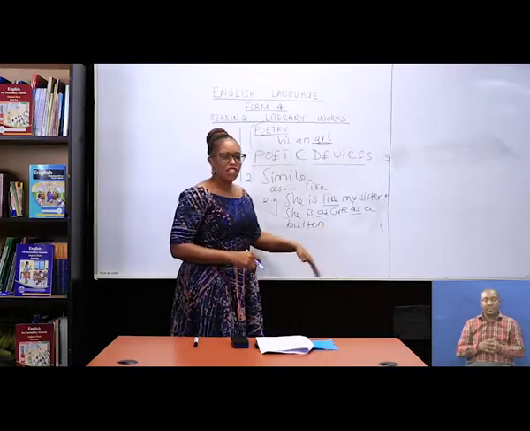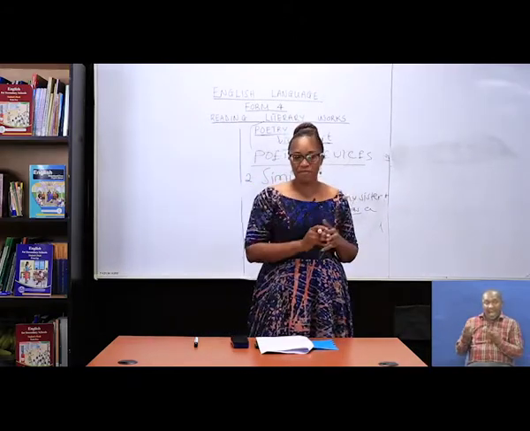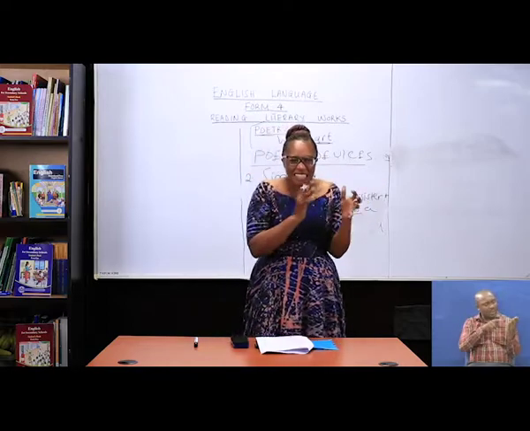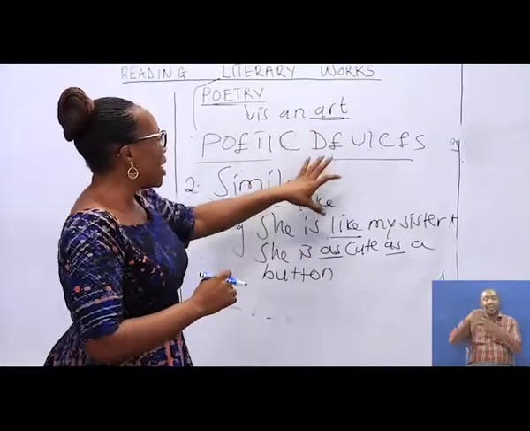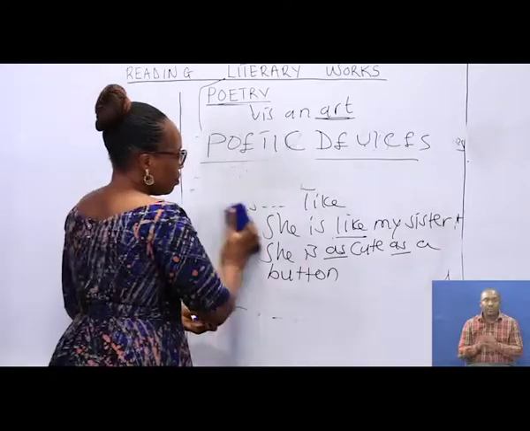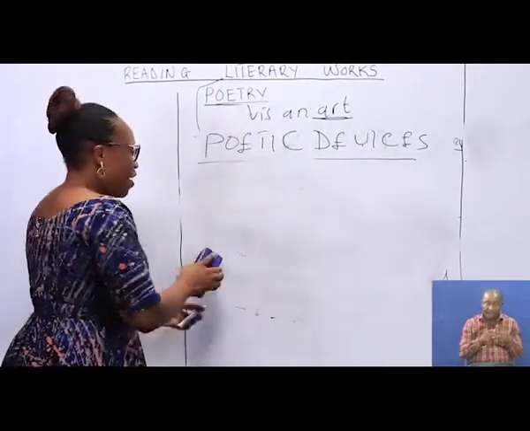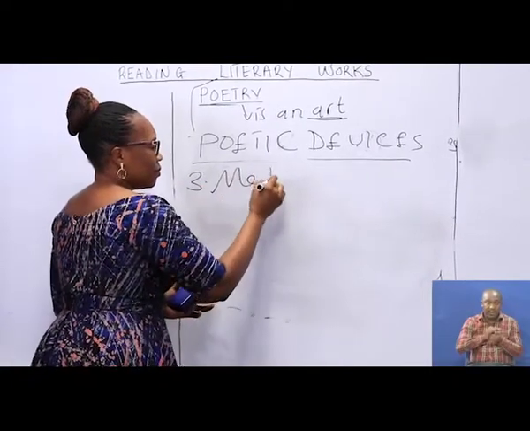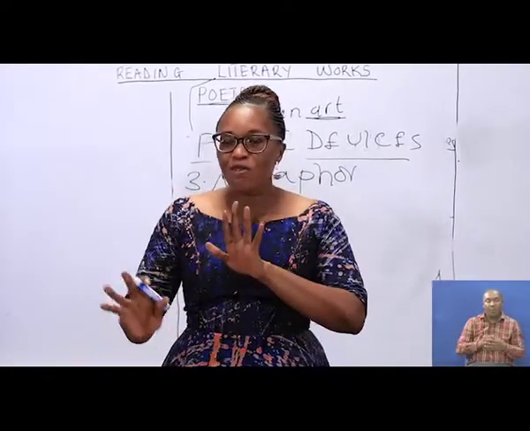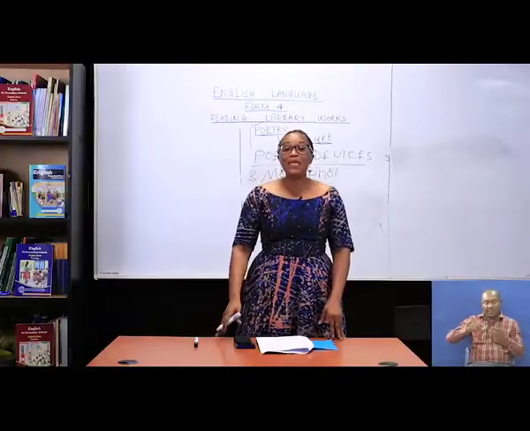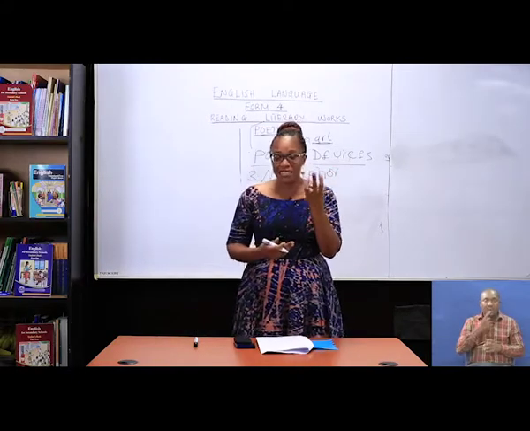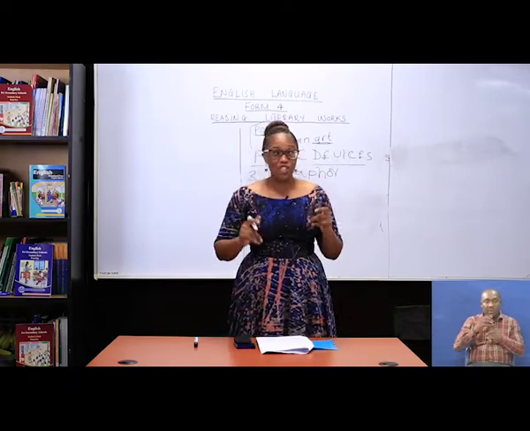Are we together? It's very important to understand these terms so that when you read the poem, you understand the poet has used these tools to drive the message home. Apart from a simile, we have what we call a metaphor. A metaphor and a simile have the same function, but they look different. We say that a simile makes use of the words as and like, but a metaphor does not.